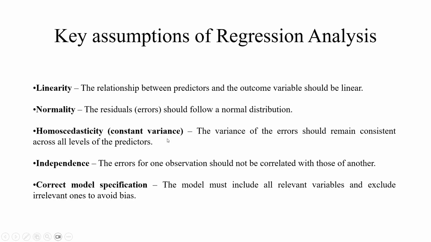Homoscedasticity, constant variance. The variance of the errors should remain consistent across all levels of the predictors. Independence. The errors for one observation should not be correlated with those of another. Correct model specification. The model must include all relevant variables and exclude irrelevant ones to avoid the bias.